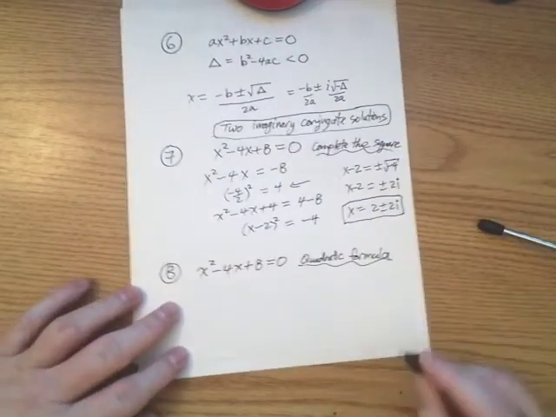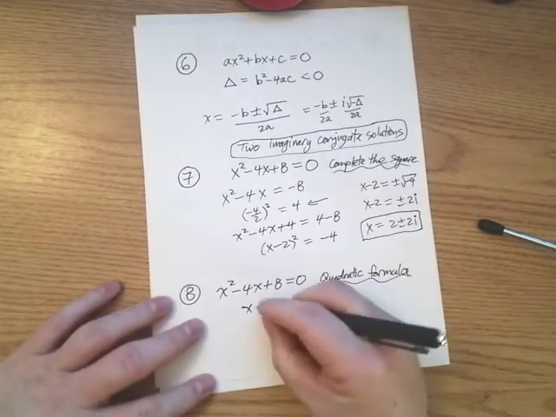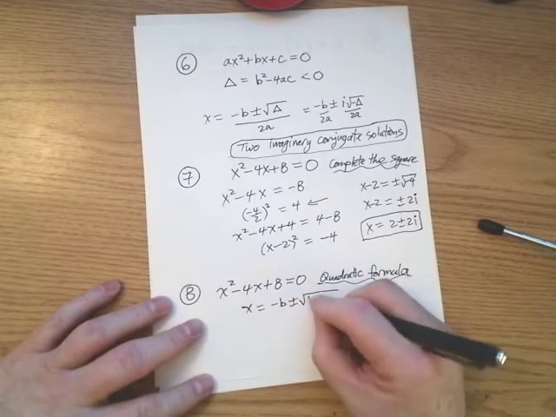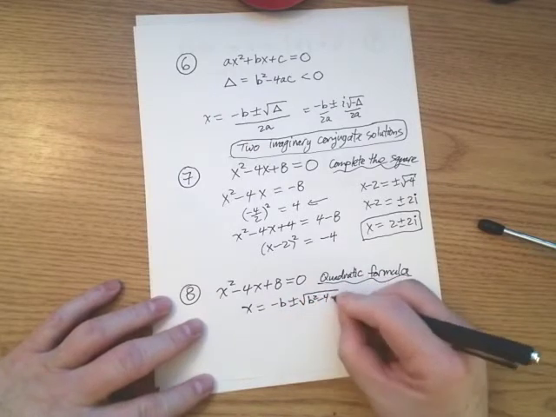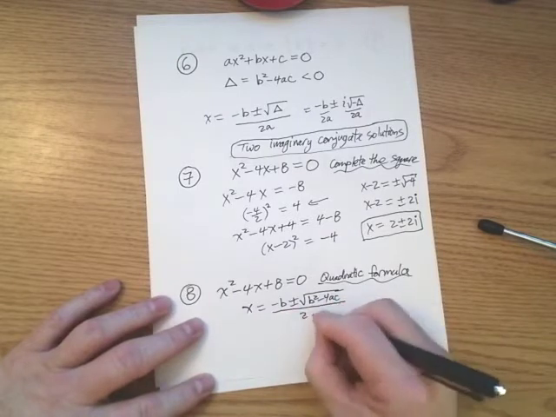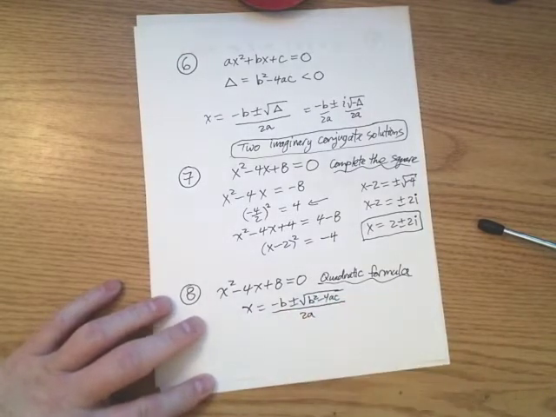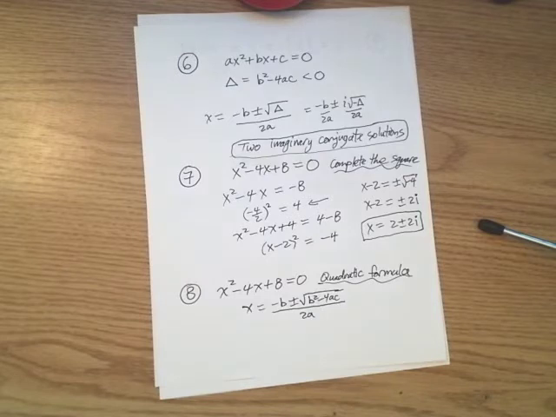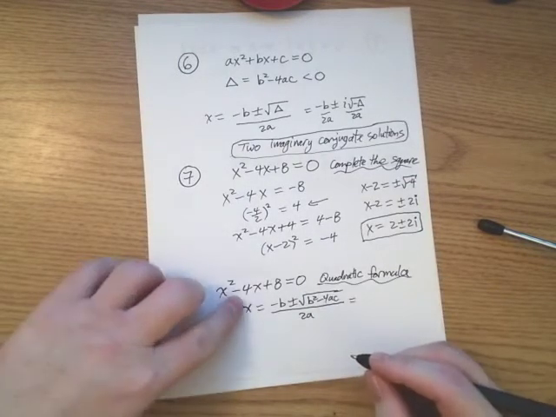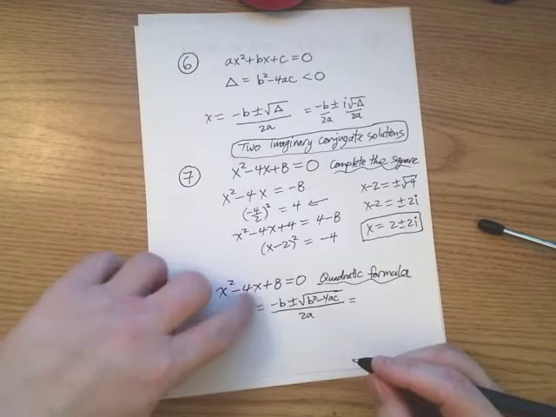Let's use the quadratic formula. Again, it's like I had up here, right? It should be negative b plus or minus the square root of b squared minus 4ac all over 2a. I say all over 2a because both these terms are being divided by the 2a here. Now let's go ahead and stick in the numbers here. You can see that a is 1, b is negative 4, and c is 8.